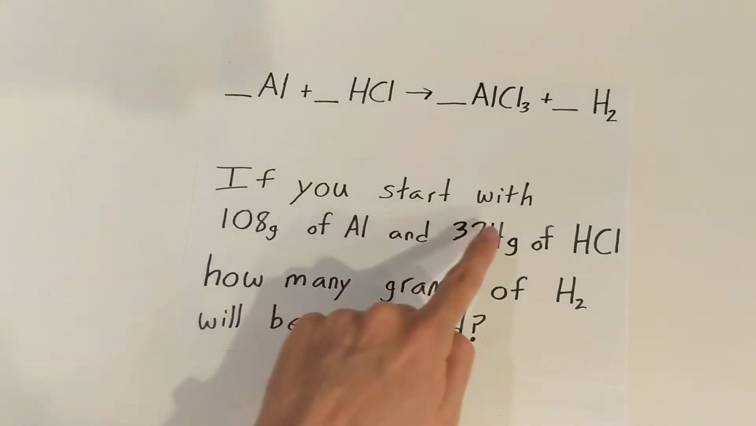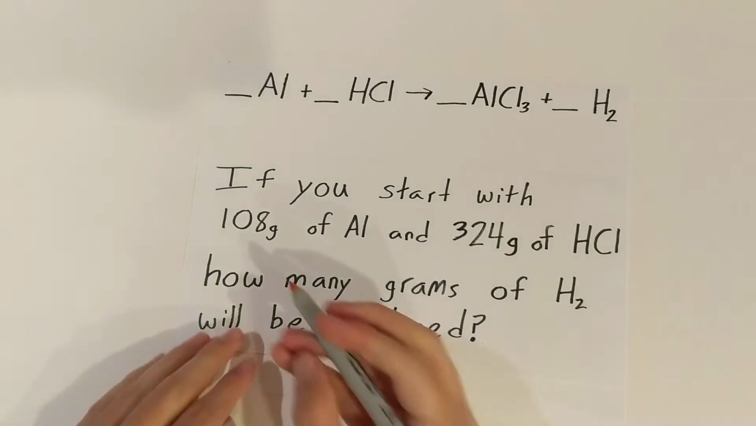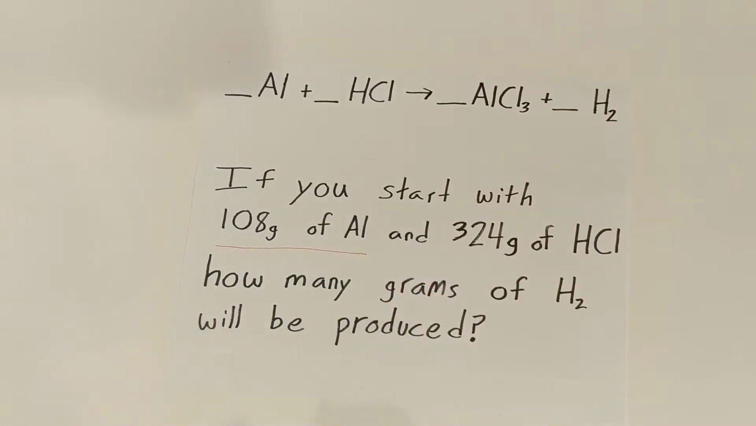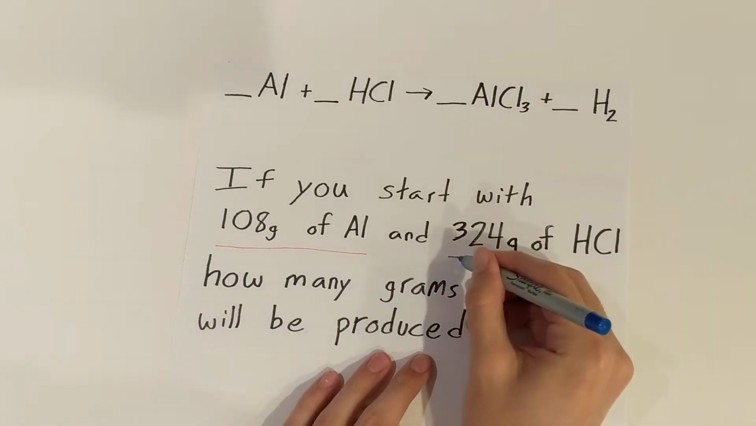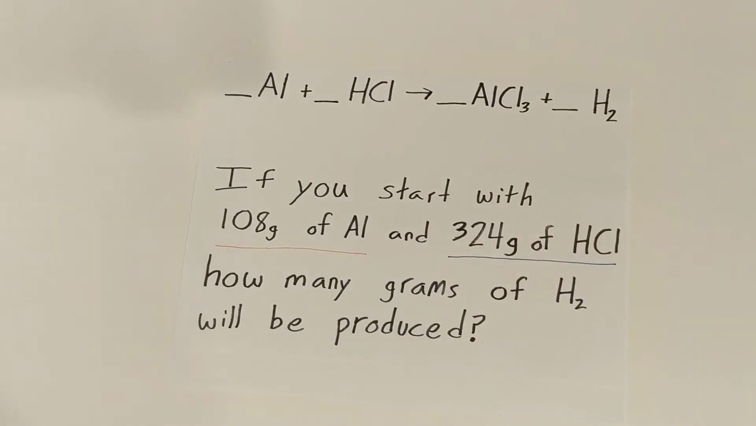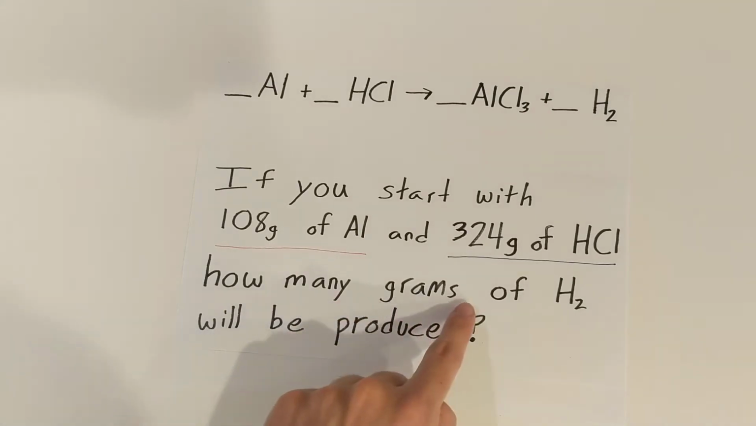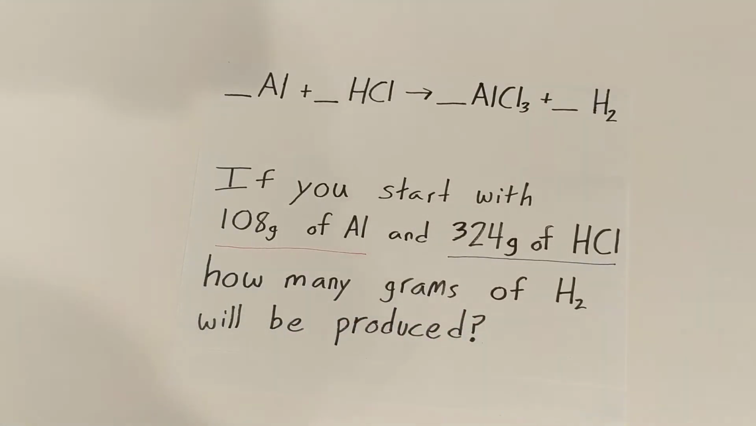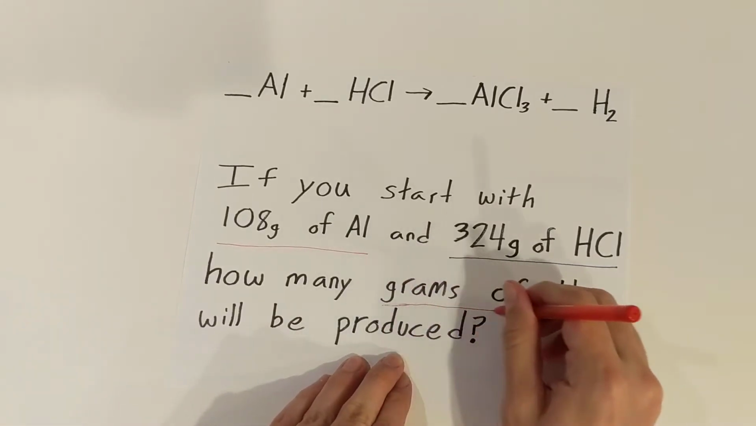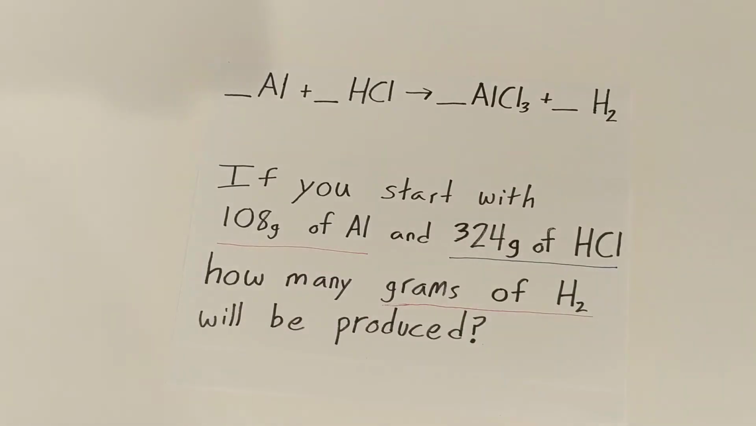It says, if you start with 108 grams of aluminum and 324 grams of HCl, how many grams of H2 will be produced? So grams of H2 will be produced.